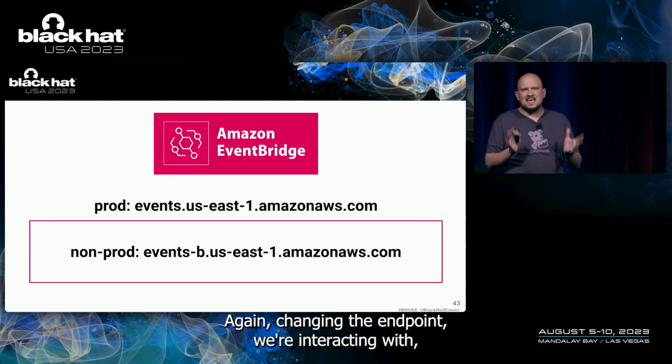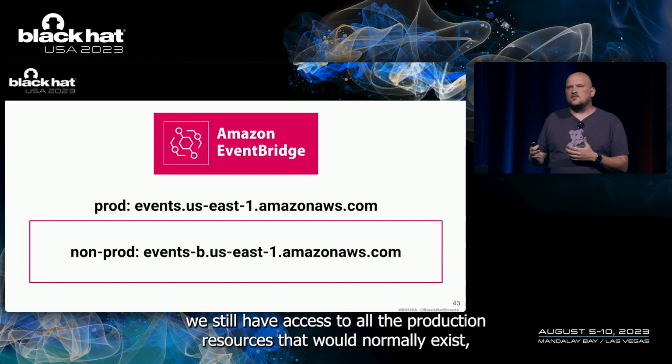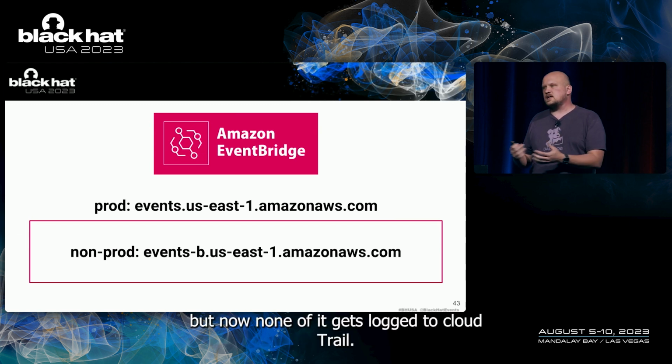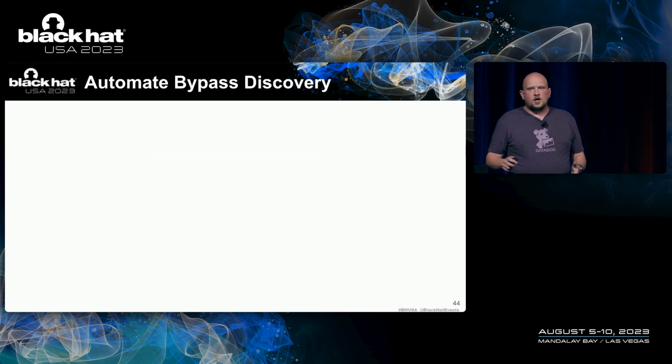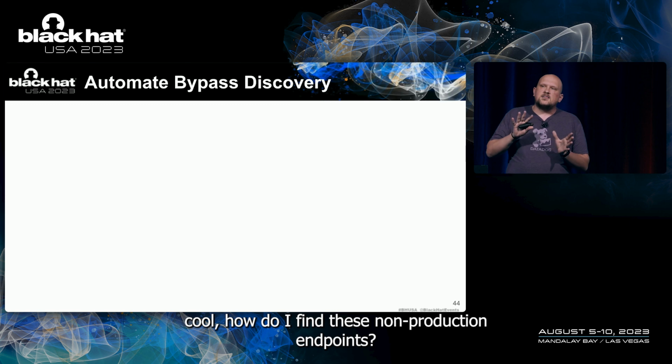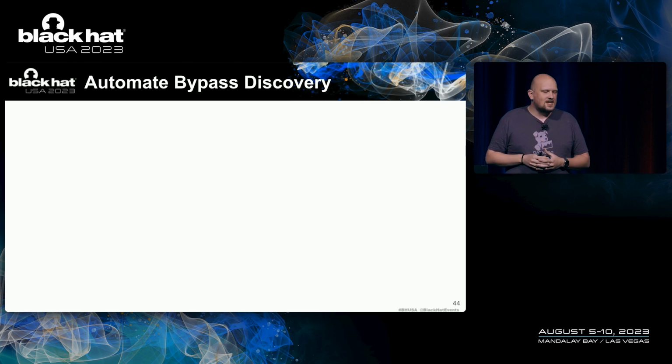Again, changing the endpoint we're interacting with. We still have access to all the production resources that would normally exist, but now none of it gets logged to CloudTrail. You're probably wondering, cool, how do I find these non-production endpoints?